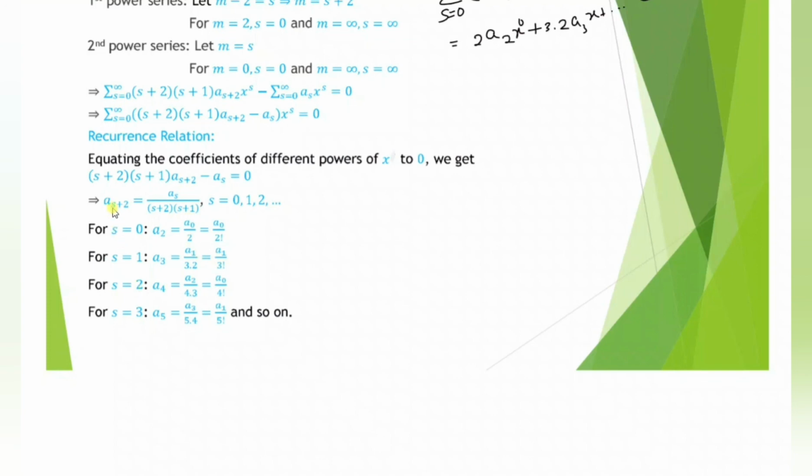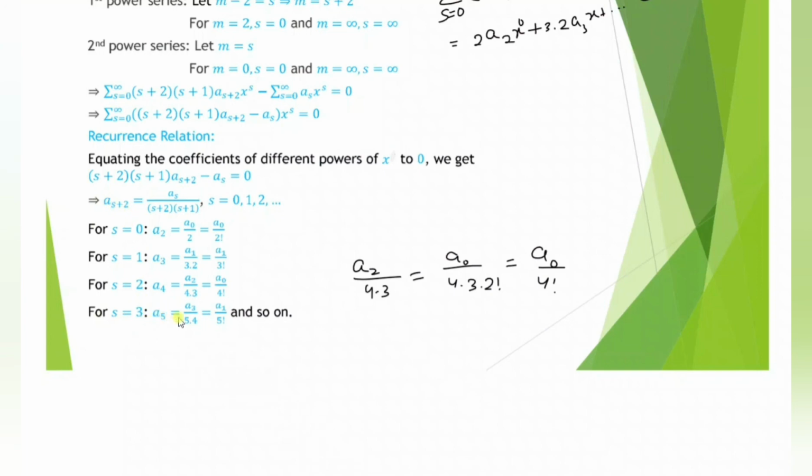For s equal to 2, ये क्या होगा, a_{2+2} is a4 equal to a2 upon 4 into 3. यहाँ 2 + 2, 2 + 1, 4 into 3. a2 क्या आया है? a2 is a0/2 factorial. तो ये क्या हो जाएगा? a2/(4 into 3). a2 का वैल्यू क्या है? a0/2 factorial. a0/(4 into 3 into 2 factorial), this is a0/4 factorial.